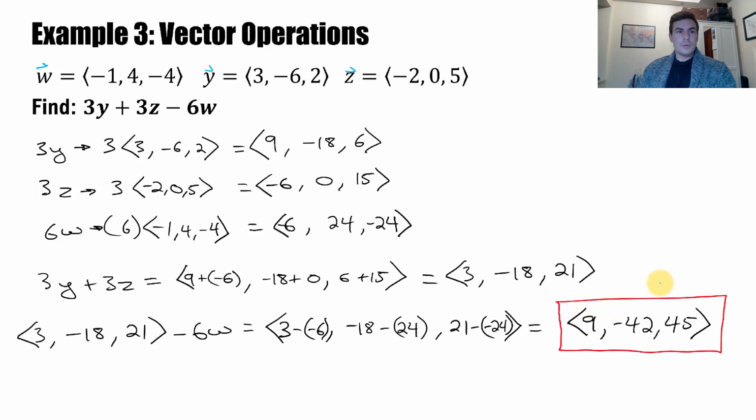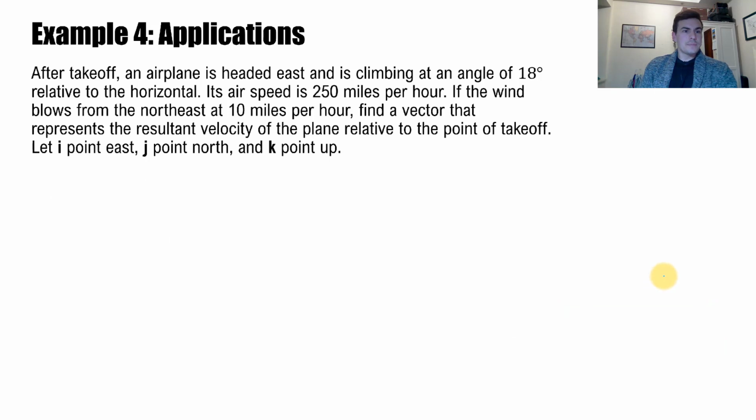All right, one last example, looking at some applications here. After takeoff, we've got an airplane that is headed east and is climbing at an angle of 18 degrees relative to the horizontal. Its airspeed is 250 miles per hour. If the wind blows from the northeast at 10 miles per hour, find a vector that represents the resultant velocity of the plane relative to the point of takeoff.